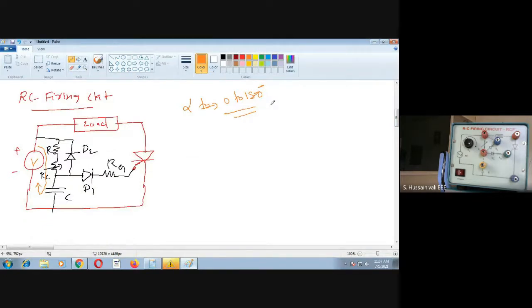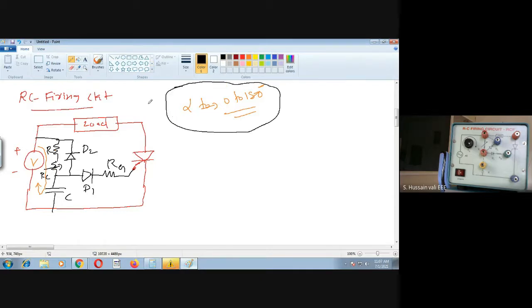Okay, so now how do we do all these things? One thing I will tell you is that I hope you have seen the CRO in the laboratory also. There we capture the waveform. We'll see that later also. First, you just see this explanation.